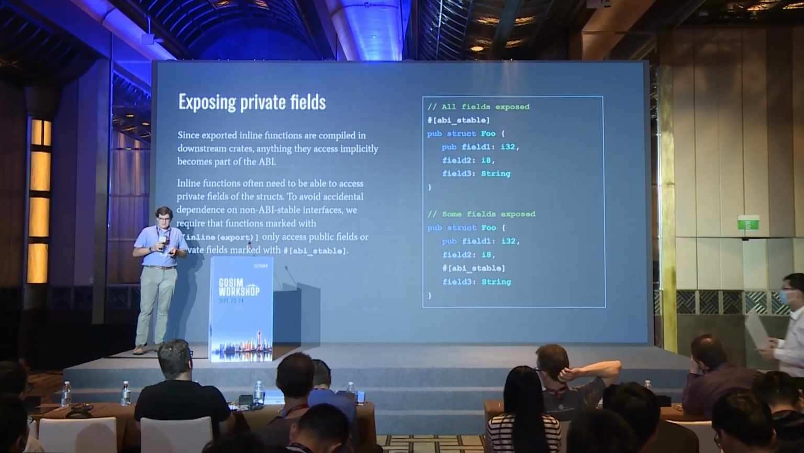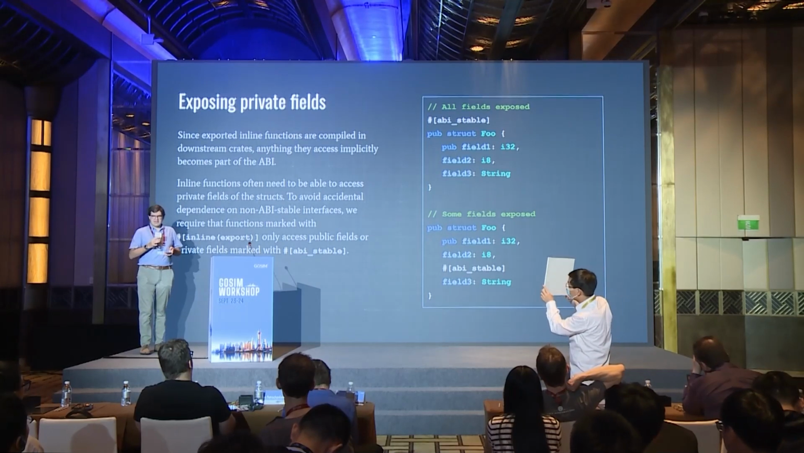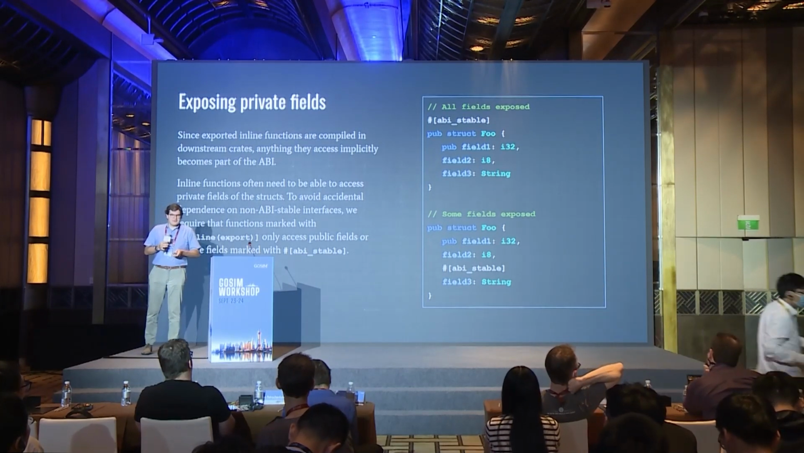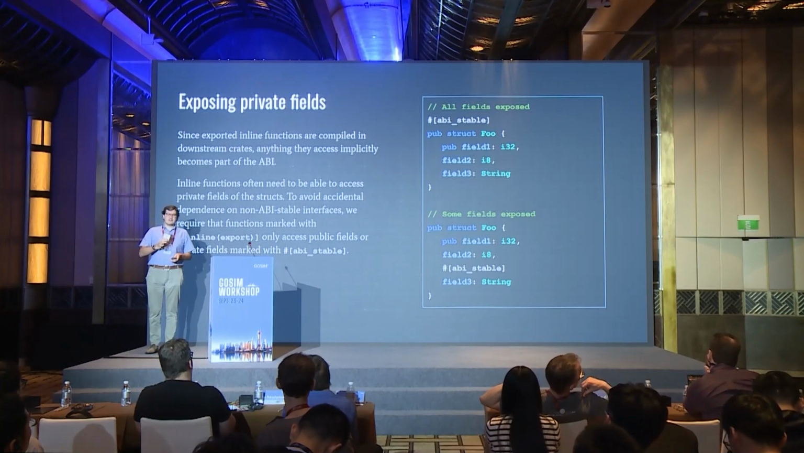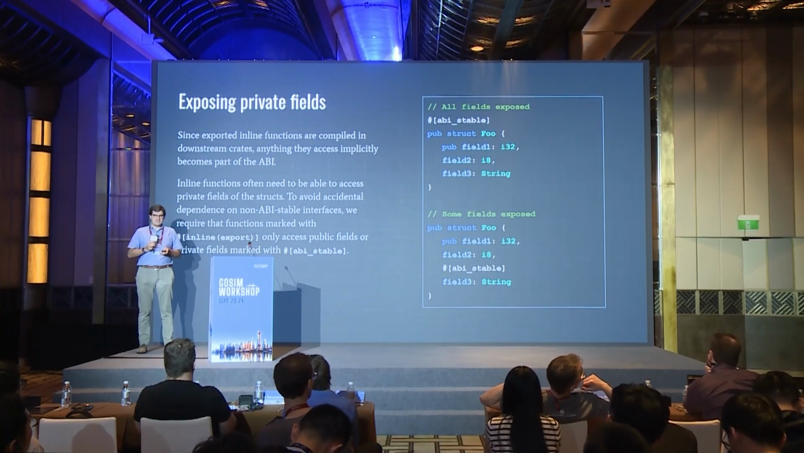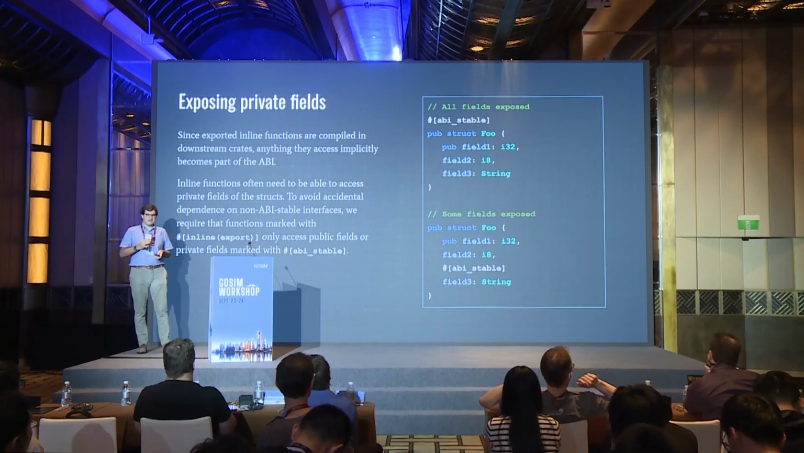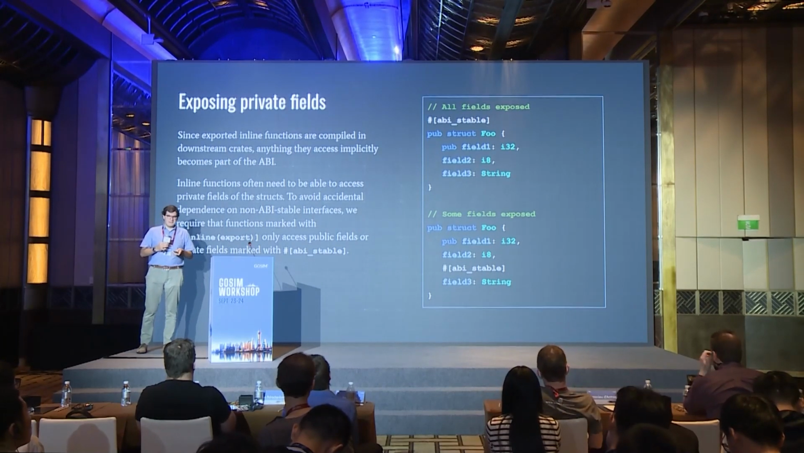This can be done at the whole struct level, in which case the whole layout of the struct is fixed, or at the field level, in which case the offset for this field is exported just like a public field.